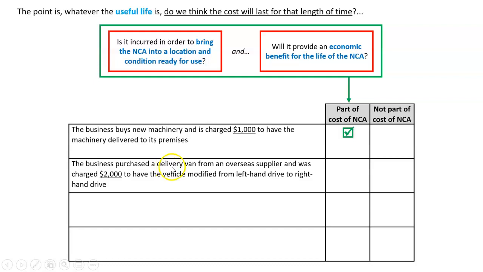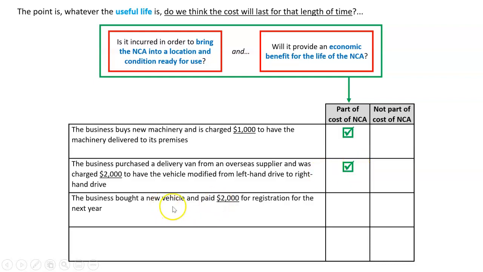The business purchased a delivery van from an overseas supplier, and we were charged $2,000 to have the vehicle modified from left-hand drive to right-hand drive. So maybe it was an American car, for example, so we had to switch it from left to right. Is that required to get it in a location and condition ready for use in Australia? Yeah, absolutely. Will it last for the life of the car? Yeah, once you've done that once, it's done. So that would be part of the cost.